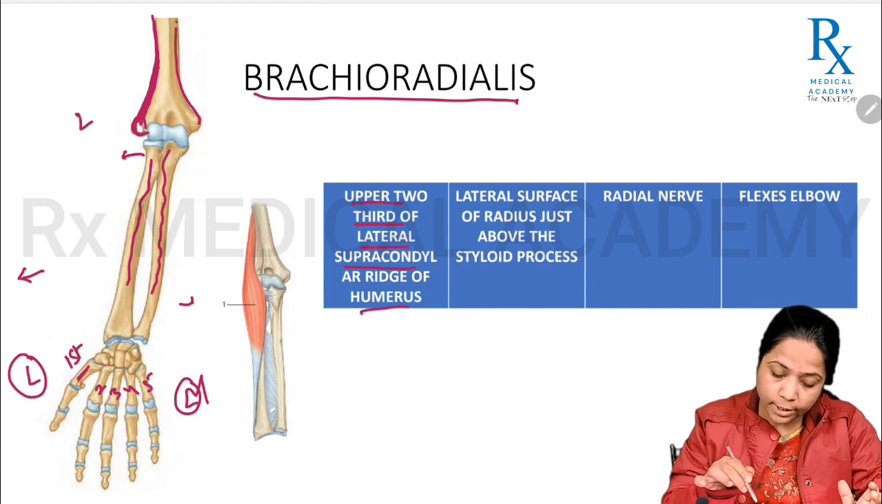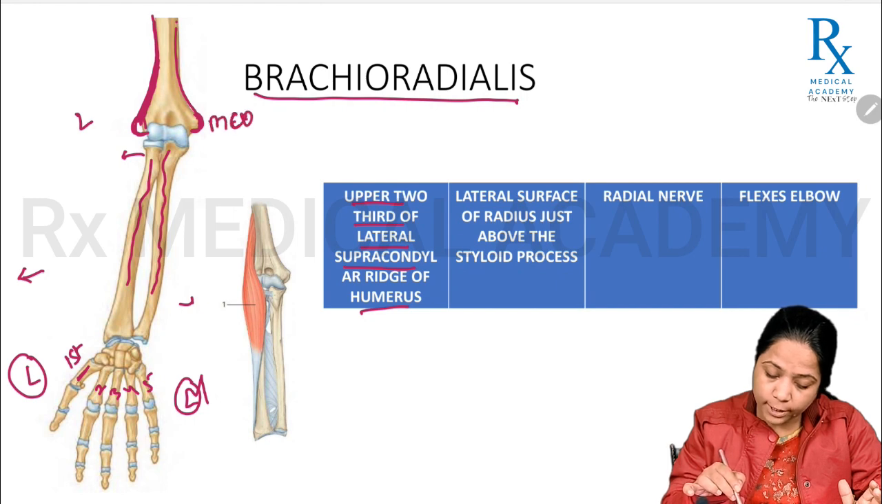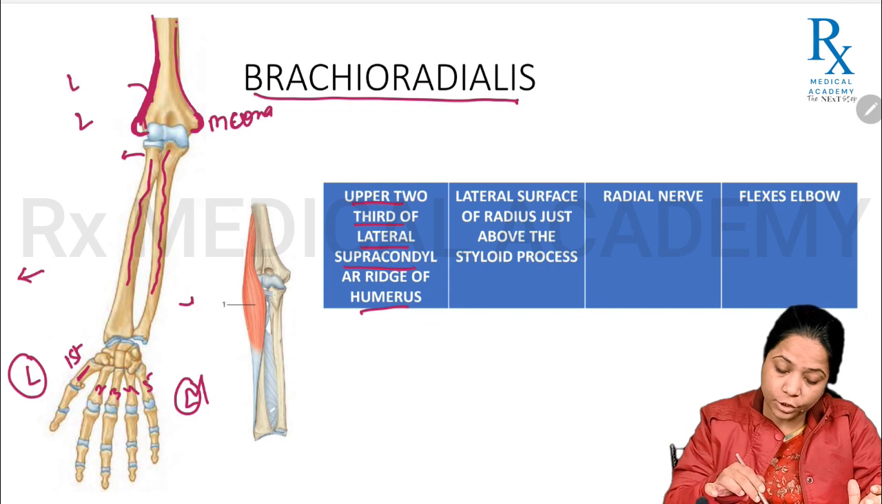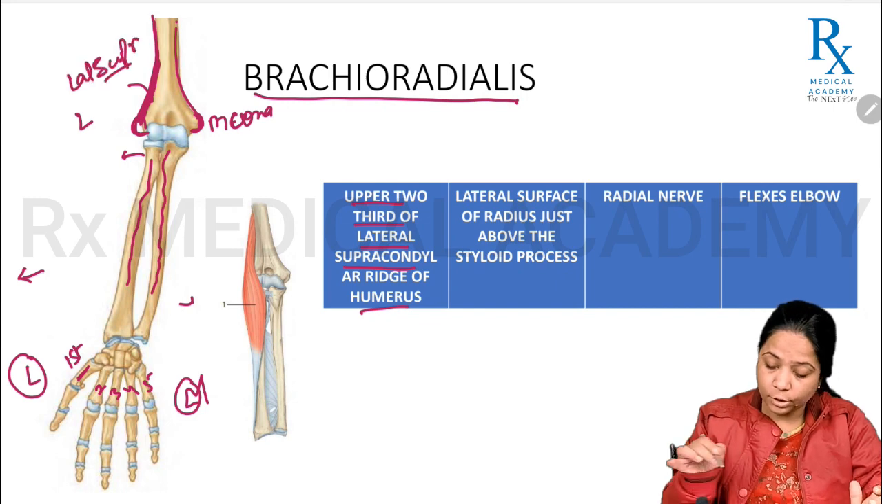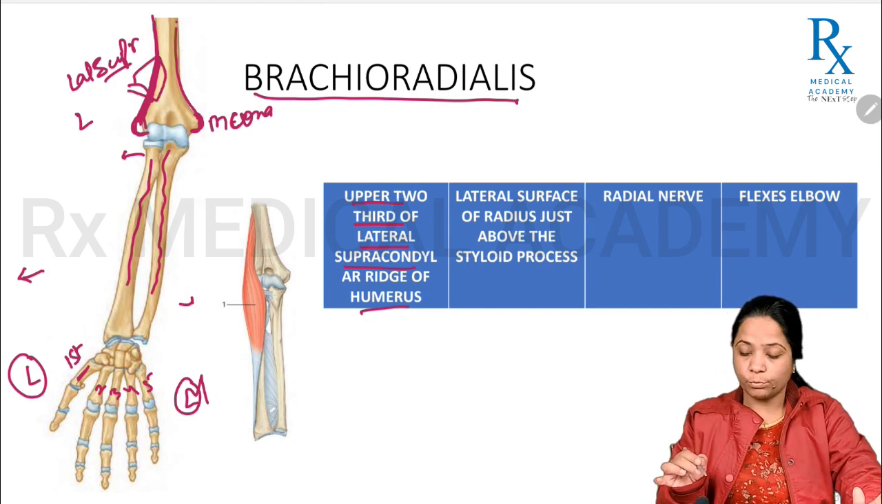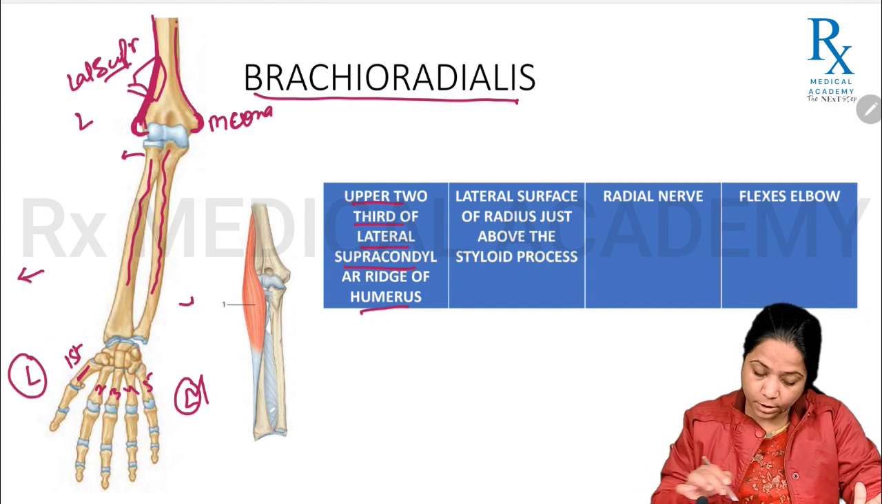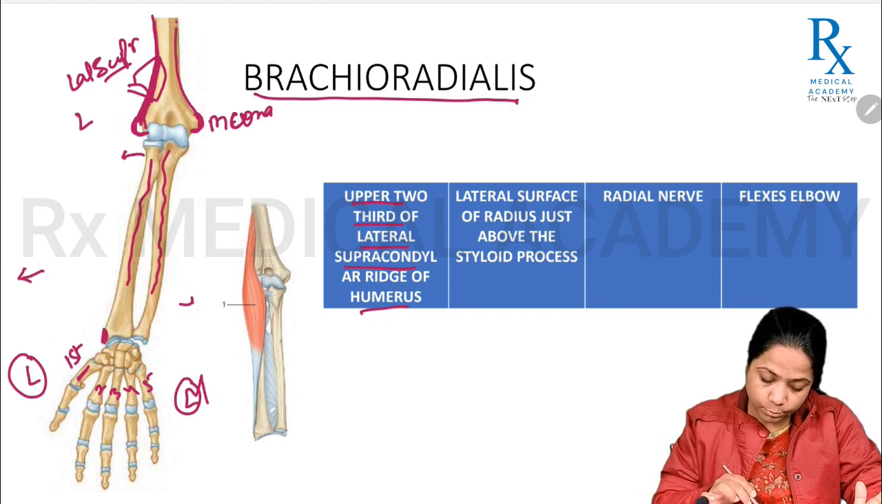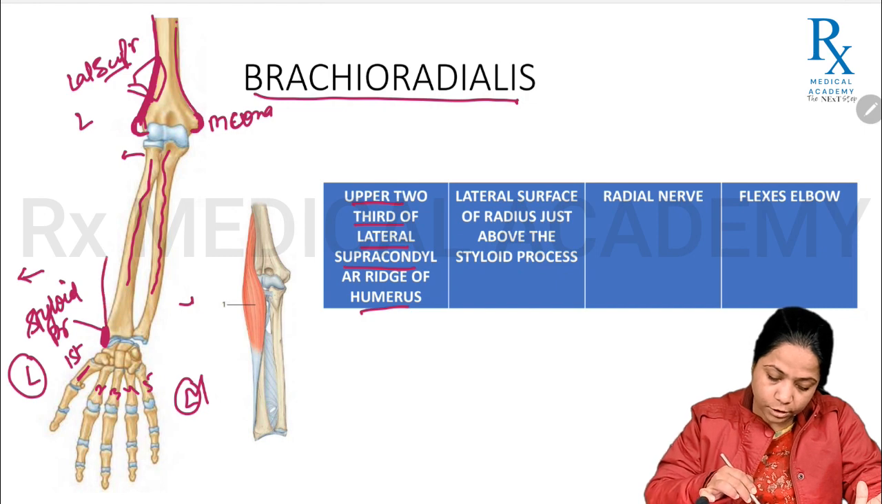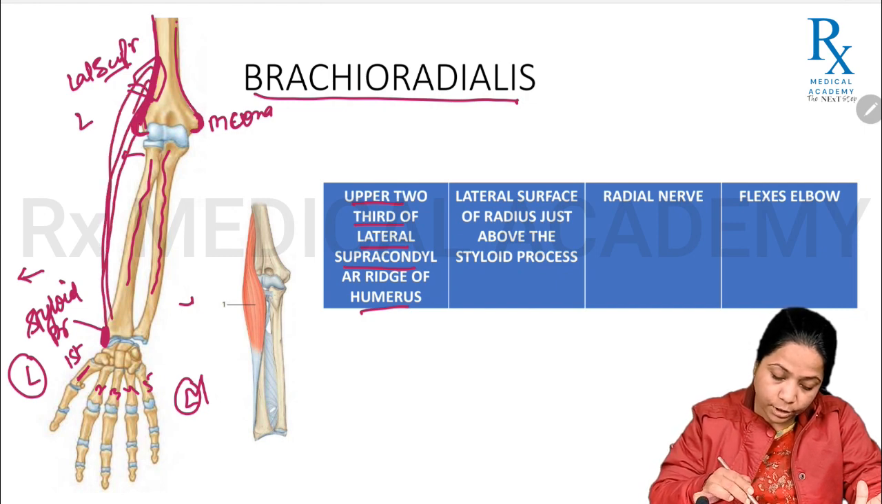This is the lateral condyle, and this elevation, this projection is known as the medial epicondyle, medial condyle. Just above the lateral condyle, you will find a sharp border of the humerus. This is known as the lateral supracondylar ridge. The brachioradialis arises from the upper 2/3 of the lateral supracondylar ridge, and it is going to insert just above the styloid process. You can see here, this is the radius bone, and this projection of the radius bone is known as the styloid process. Just above the styloid process, there is the insertion of this muscle, which is known as brachioradialis.